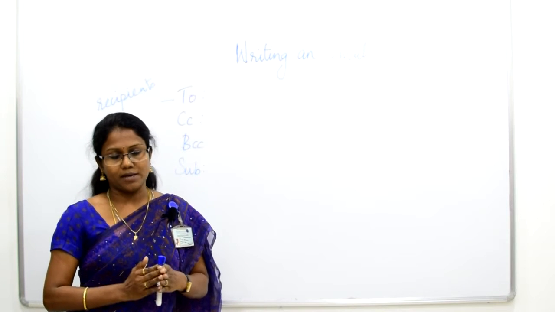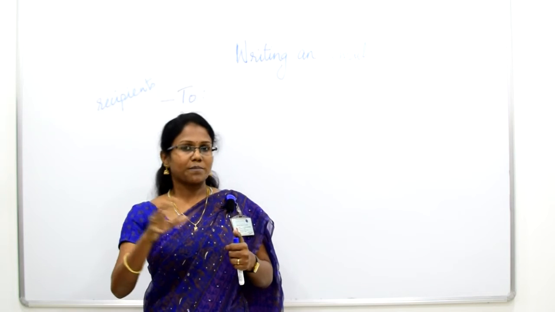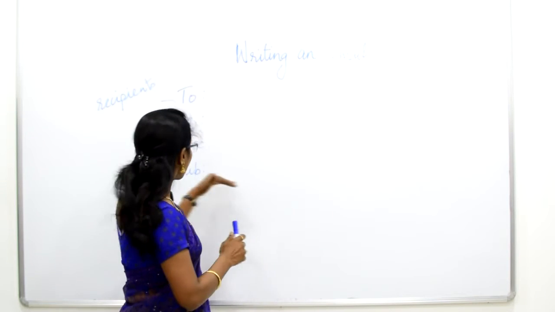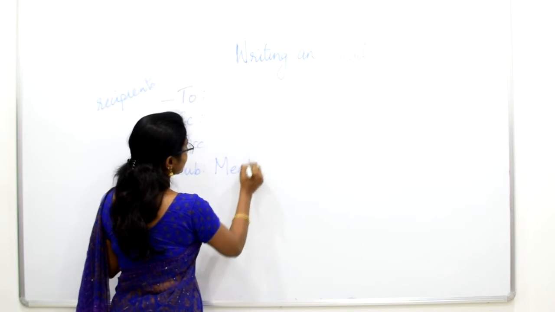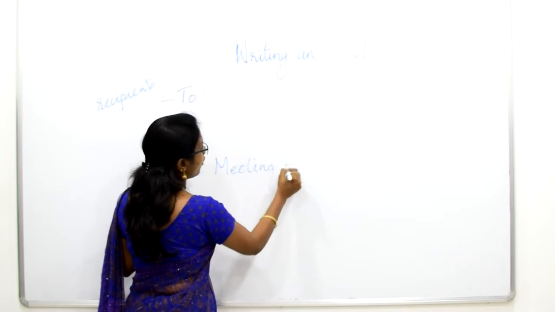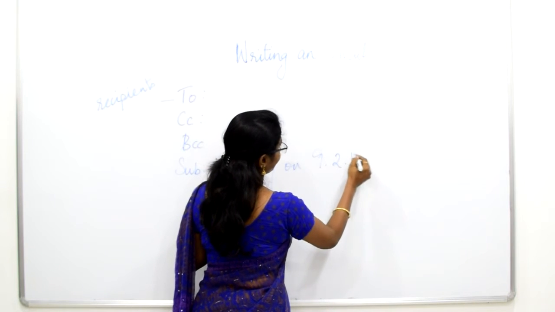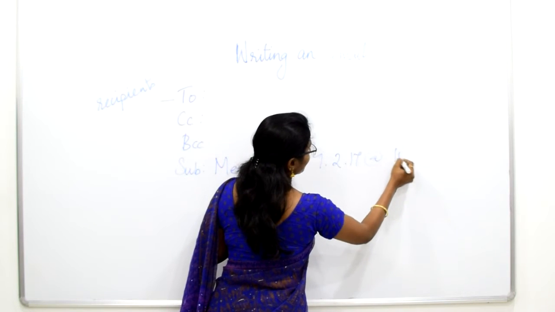If you want to say in your email that you want to convene a meeting for a particular group of people at a particular date and time, your subject would be meeting on, with the date over there, maybe also the time, 10 a.m.